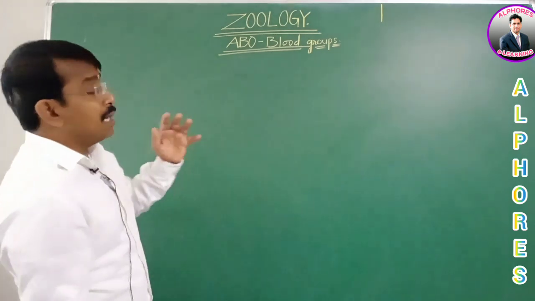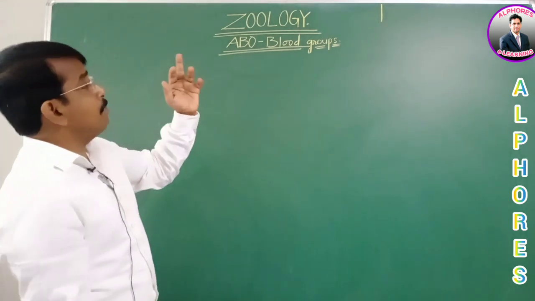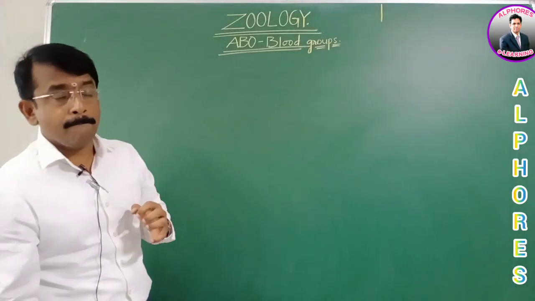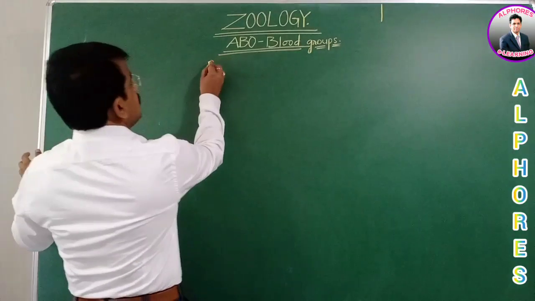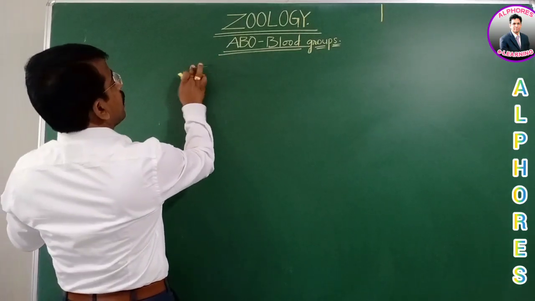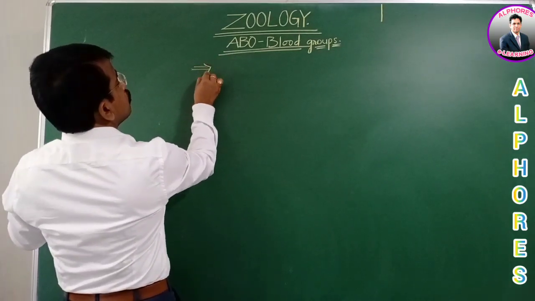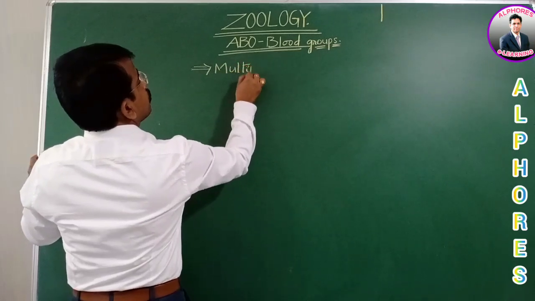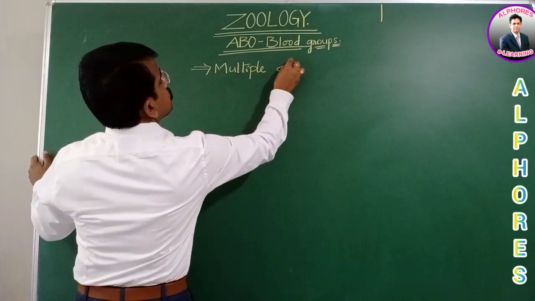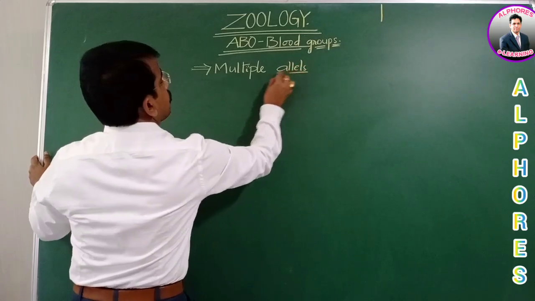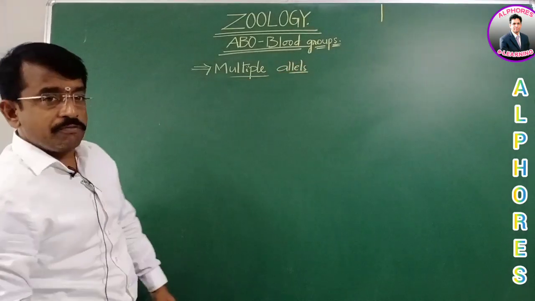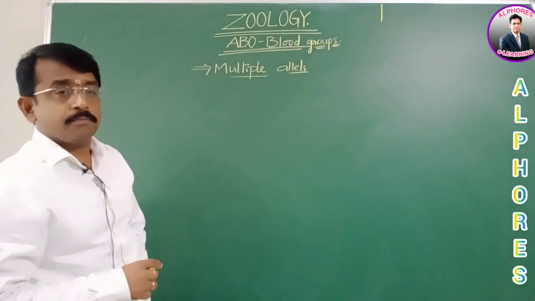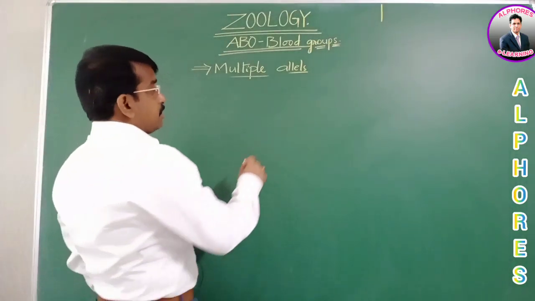And now let's come to the topic called ABO blood groups. ABO blood groups can be explained under a heading named multiple alleles. It is the best example for multiple alleles. Before going for this, there are certain terms related to the genetics we'll now see.